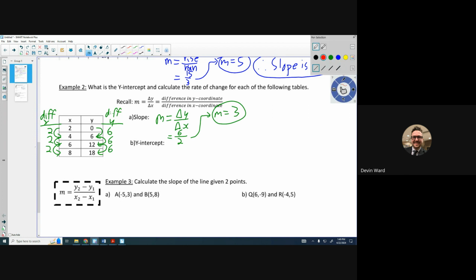My y-intercept is the point where x is 0. I don't have x is 0 here, but what I can do is kind of work backwards. If I were to go -2, that would get me to x equals 0. If I go backwards up here, I'd have to subtract 6. So my y would be -6. So my y-intercept would be at (0, -6). Kind of like what we did when we were doing patterning with an input-output table, except instead of input-output, now I'm calling them x and y, like they should be.